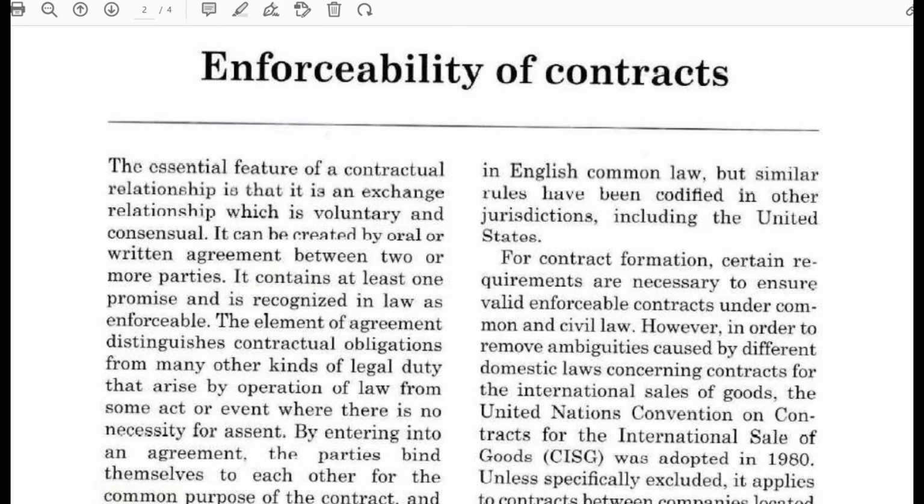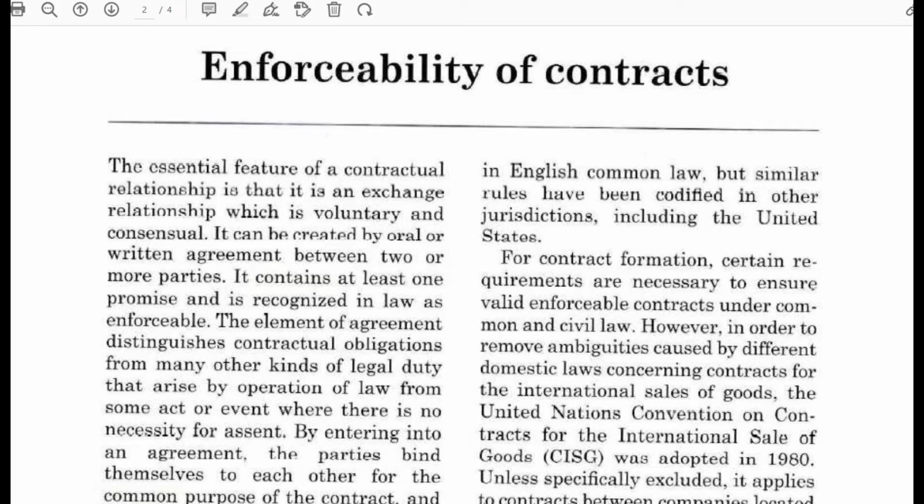First and foremost, let me read for you the reading passage regarding contract law and especially enforceability of contracts. The essential feature of a contractual relationship is that it's an exchange relationship which is voluntary and consensual. It can be created by oral or written agreement between two or even more parties. It contains at least one promise and is recognized in law as enforceable.